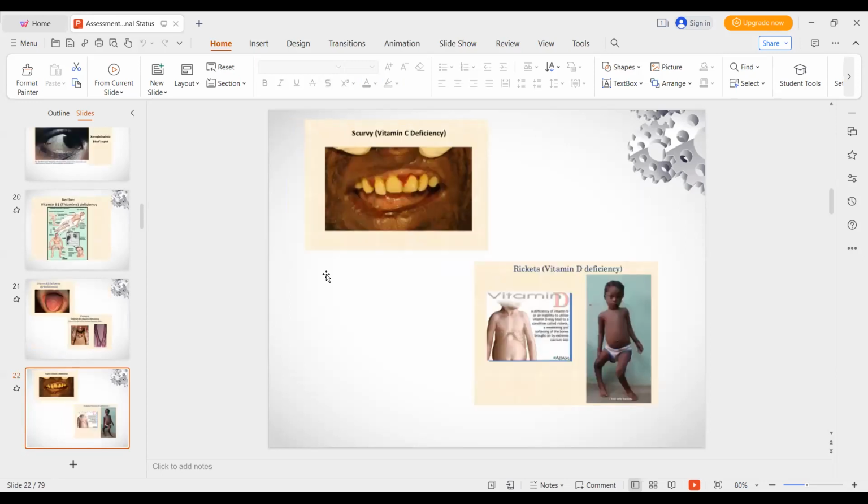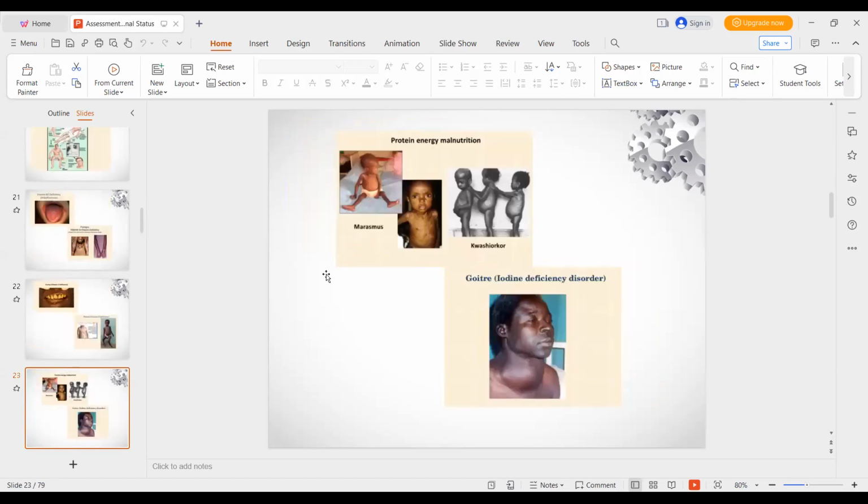This is vitamin C deficiency, scurvy, gums bleeding. This is rickets, vitamin D deficiency, bowing of legs. This is protein energy malnutrition, showing marasmus and Kwashiorkor disease. This is iodine deficiency disorder, goiter.